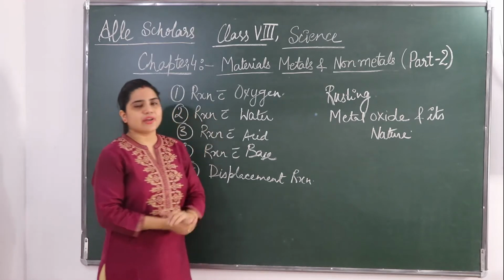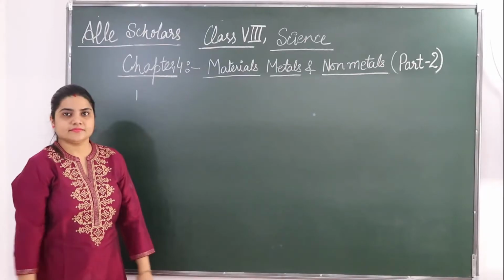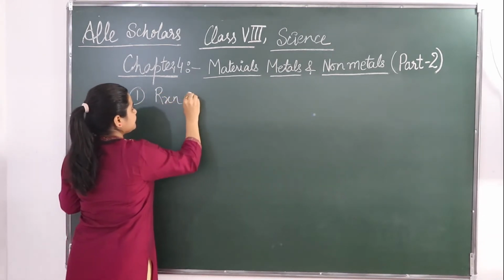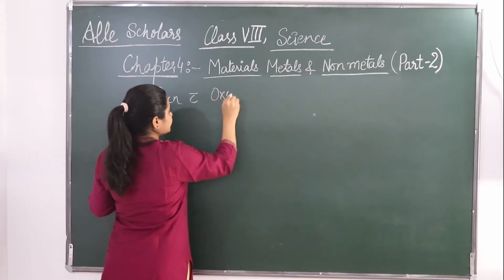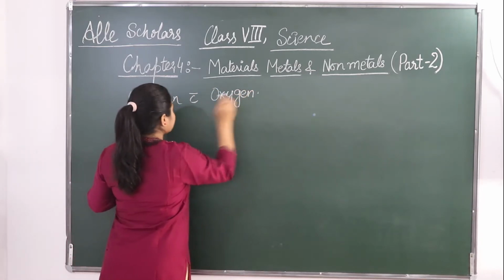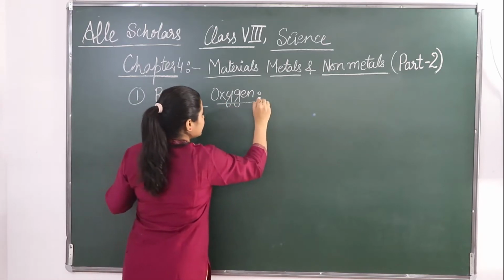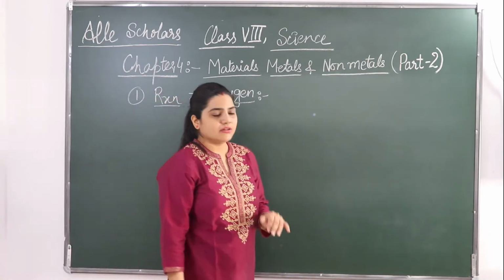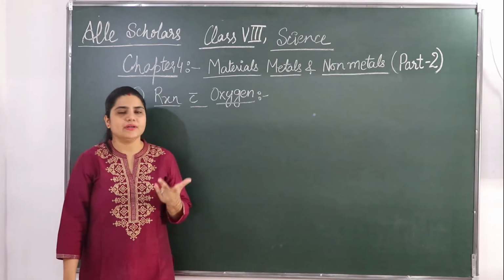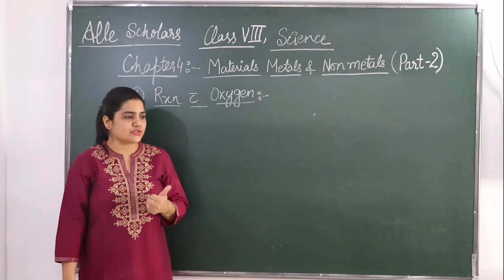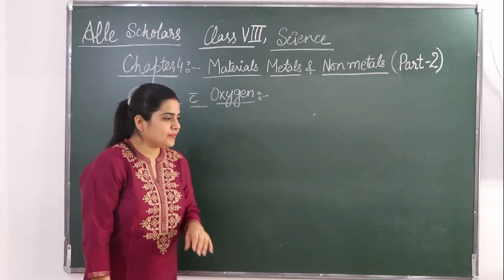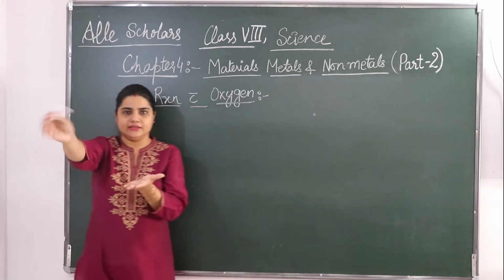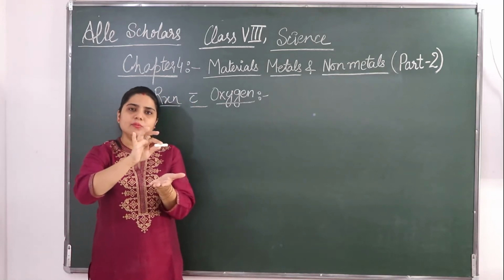Okay, so let's start with reaction with oxygen. For this we are going to do a small experiment. Just hold any of the metals, either aluminum, copper, iron, lead, magnesium, zinc or sodium, with a pair of tongs and try burning it over a flame. Just take a flame and take any of the metals and try to burn it like this.